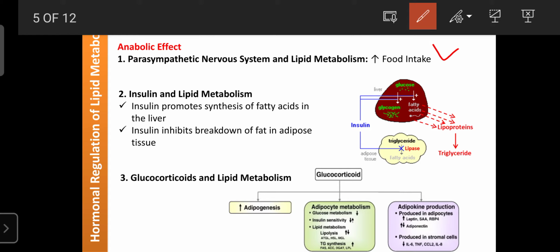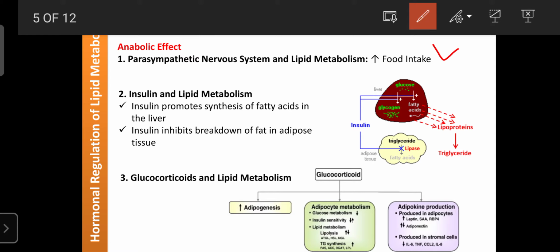As food intake increases, we take in more food along with more lipid, and those lipids are metabolized and involved in the formation of more lipid in our body. Like that, the parasympathetic nervous system shows the anabolic effect on lipid metabolism through the vagus nerve, or by increasing food intake through the central nervous system.